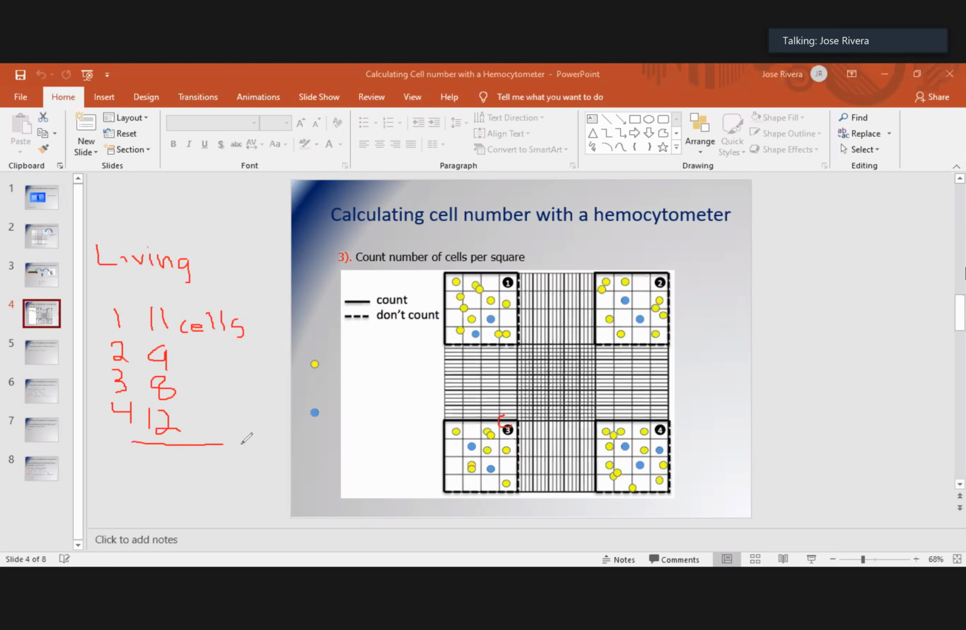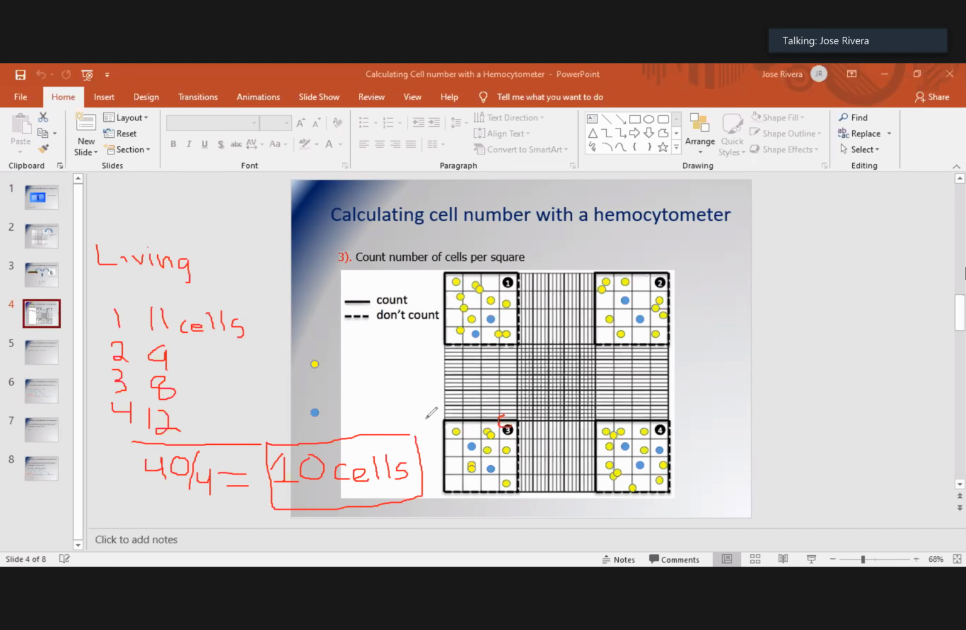Okay, so you're going to add all the cells. And here, I think I have 40. So 40 total cells, and then you divide by the 4 quadrants. So basically you have an average of 10 cells per square. Okay, see, what you're going after is the average.